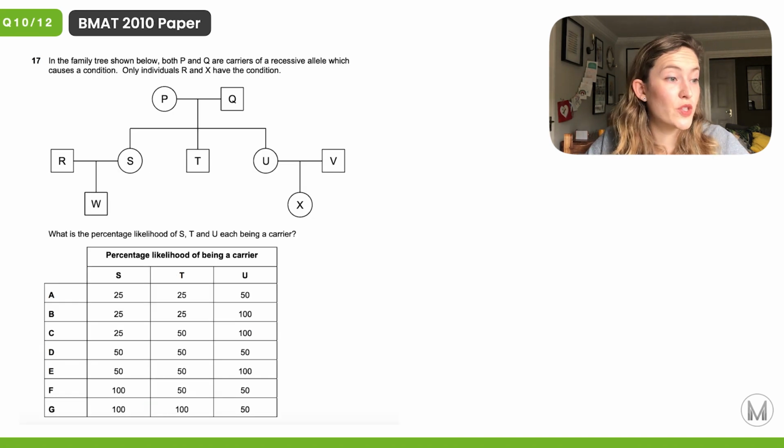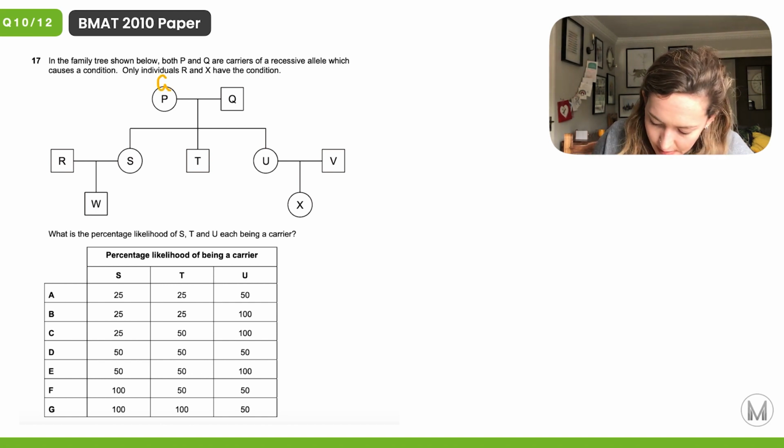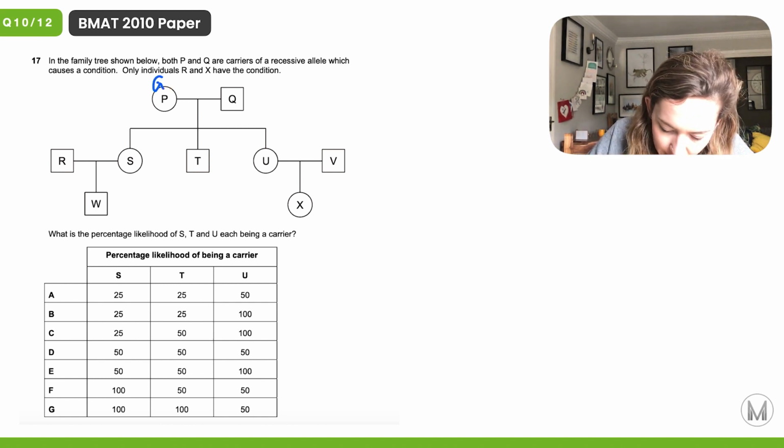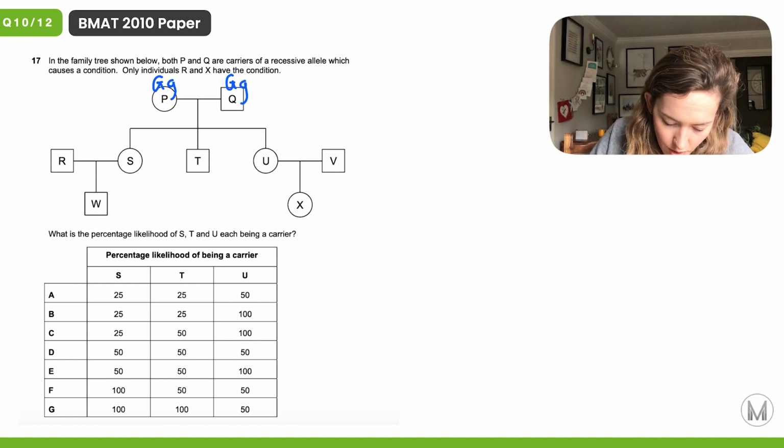So in this question from the 2010 paper, I'm going to annotate my tree diagram very, very carefully, or my genetic cross. So it shows that P and Q are carriers of a recessive allele. So I'll give them uppercase G and a lowercase g. And then I'm going to add on R and X. So only individuals R and X have the condition. So they're going to be recessive.